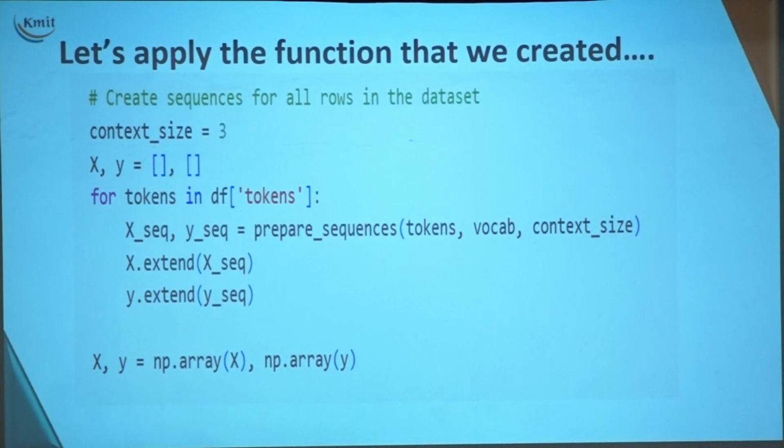Now we will apply the function that we have just created to our data set. So now what am I doing? I am choosing my context size as 3. I am initializing my list. I'll go through my data frame tokens, that's the name that I have given for my particular data set. I am going to call my function that I just built, prepare sequences, passing on tokens, which is nothing but my data frame tokens, the vocabulary, whatever I have built, and context size that I have chosen as 3.